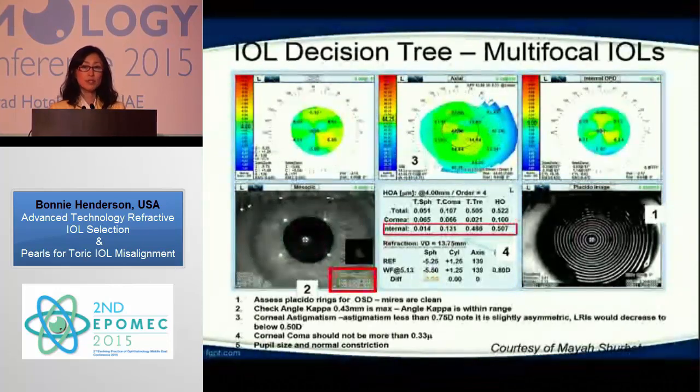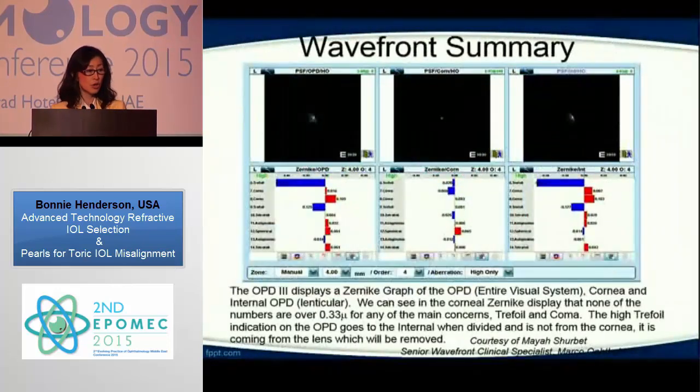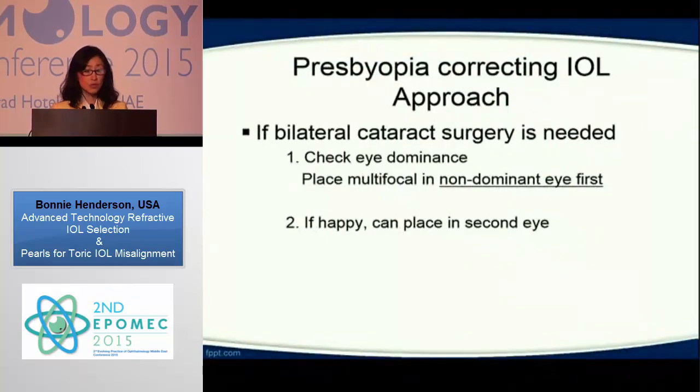This is a wavefront summary. Again, David Chang is going to talk about this, but this also gives you a nice Zernike graph. It tells you which of the higher order aberrations is in what quantity and whether or not this is too much or too little. If we're talking about a presbyopia correcting lens, we talked about which eye to do first. Again, I like to do the non-dominant eye first. If they're happy, put it in the same eye. If they're not, you have to figure out why.